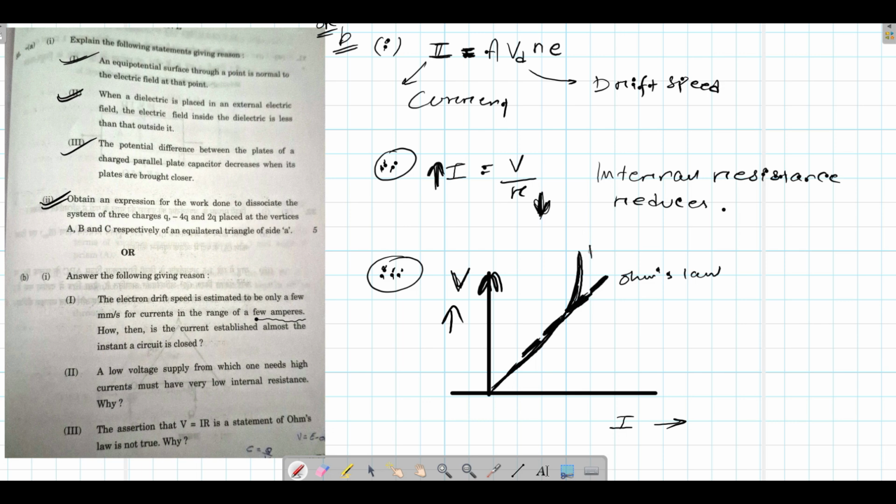So these are the limitations of Ohm's law. According to Ohm's law, V is proportional to I, but in practical cases there is a lag behind it, so that's why it is not true.